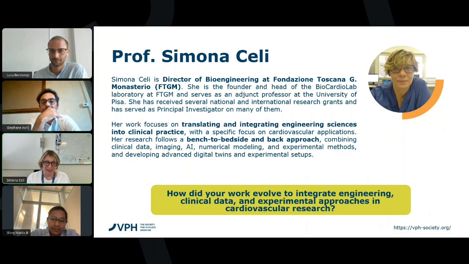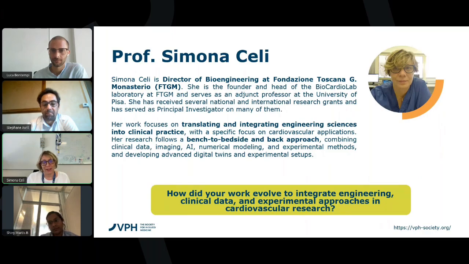how to perform an experimental test, and then how to combine the experimental results into numerical modeling. And during my postdoc, I moved from the university to a cardiovascular center, Fondazione Toscana Gabriele Monasterio. And here I started again to build up a numerical environment and experimental bench test, with the idea to combine numerical and experimental, but also clinical data.